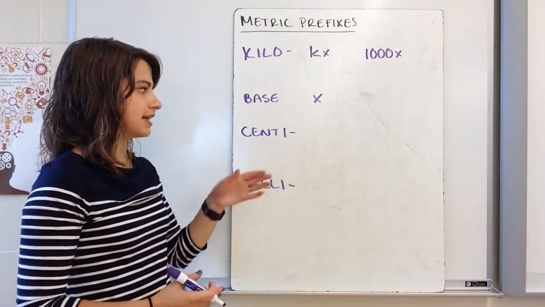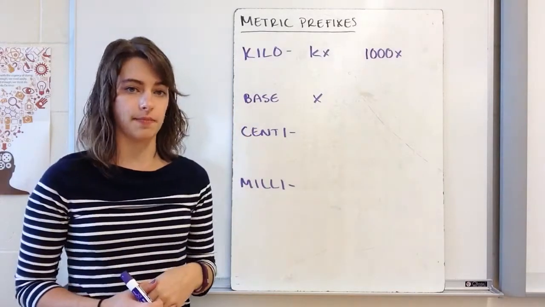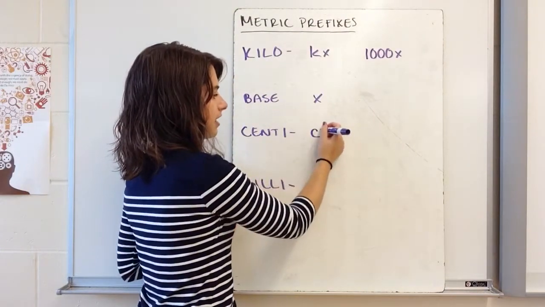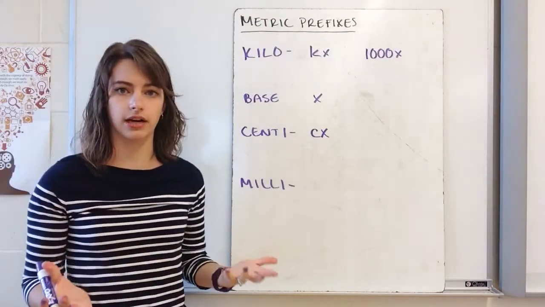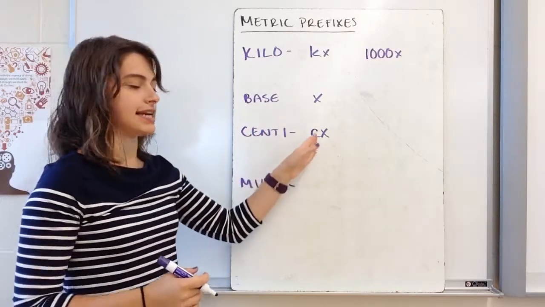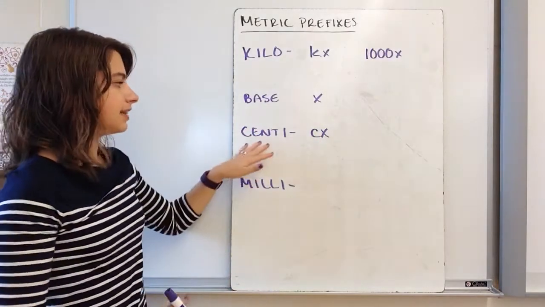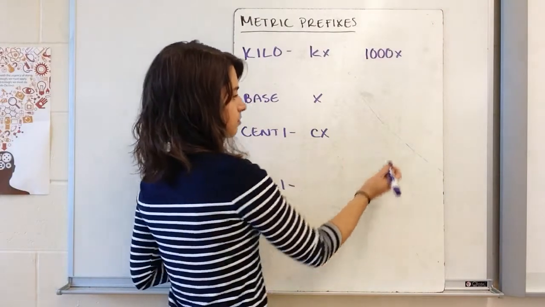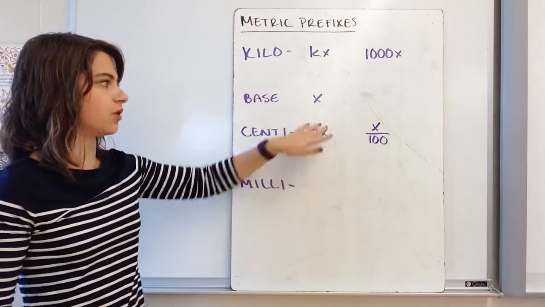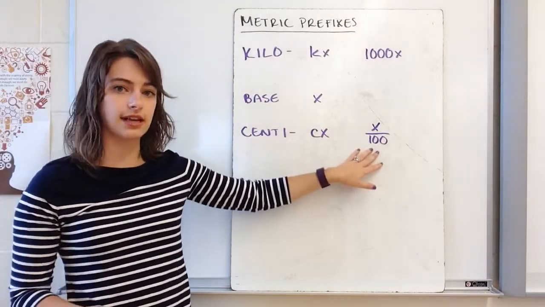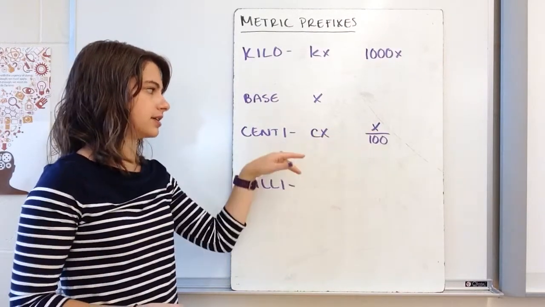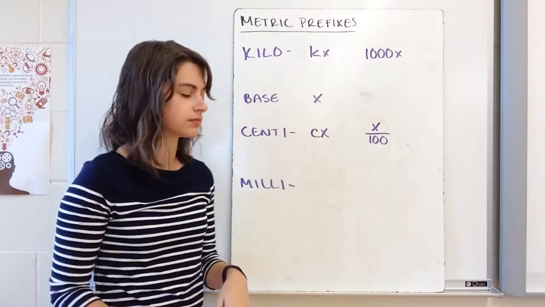If we look at centi and milli, both are smaller than our base unit. The symbol for centi is a lowercase c. So it would be c and then whatever our base unit is, so cx. If it's grams, it'd be cg. If it's meters, it'd be cm for centimeters. These are much smaller. These are 100 times smaller, so it'd be x divided by 100. So if we have a meter, there are 100 centimeters in 1 meter, because centimeters are smaller than meters.